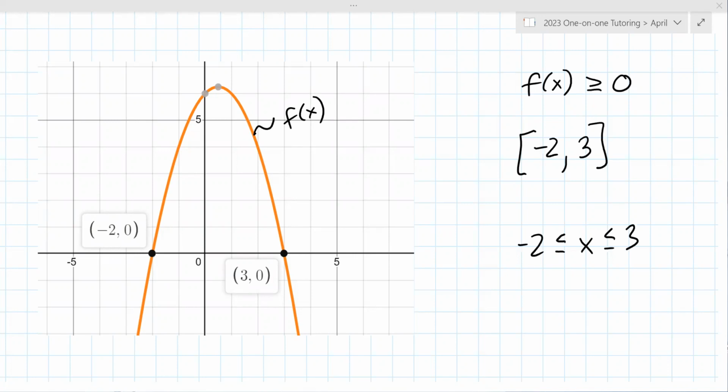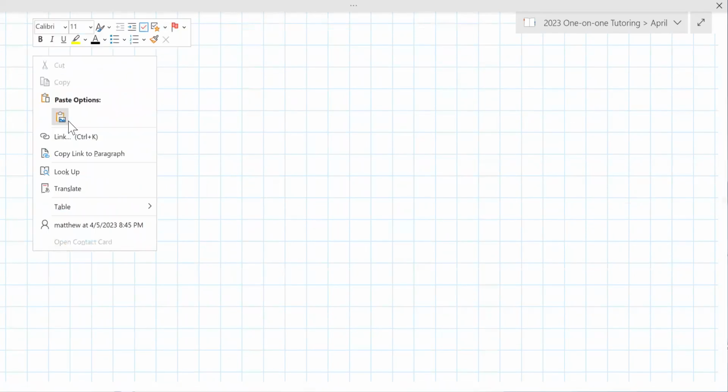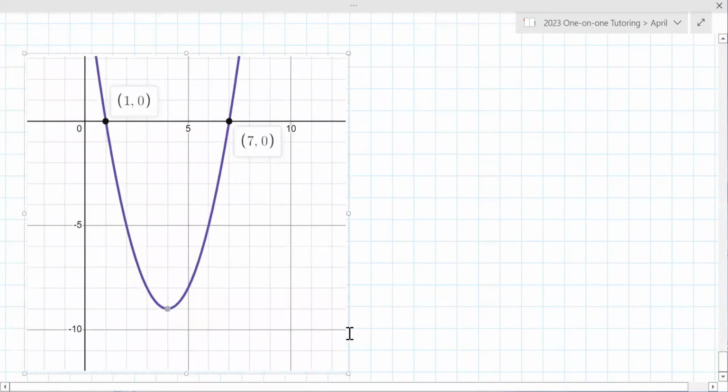Just grabbing another graph here. All right, one more here, and then we'll switch to the more difficult type. All right, this is y. Where is y just less than 0? Just less than.